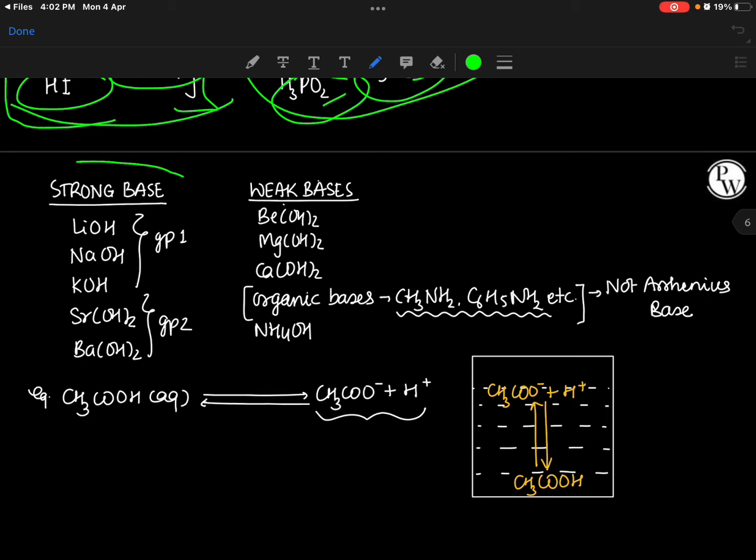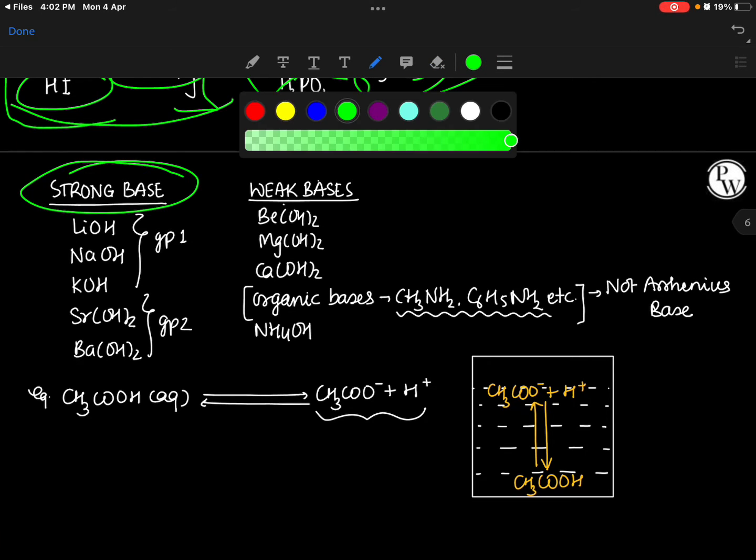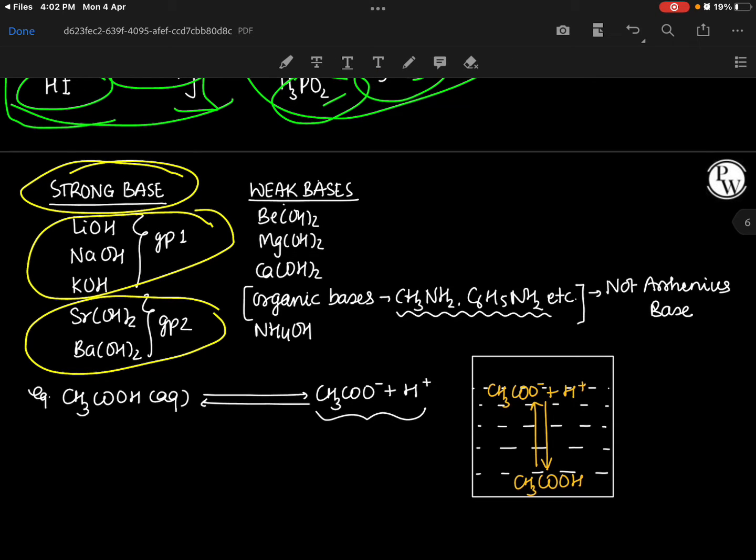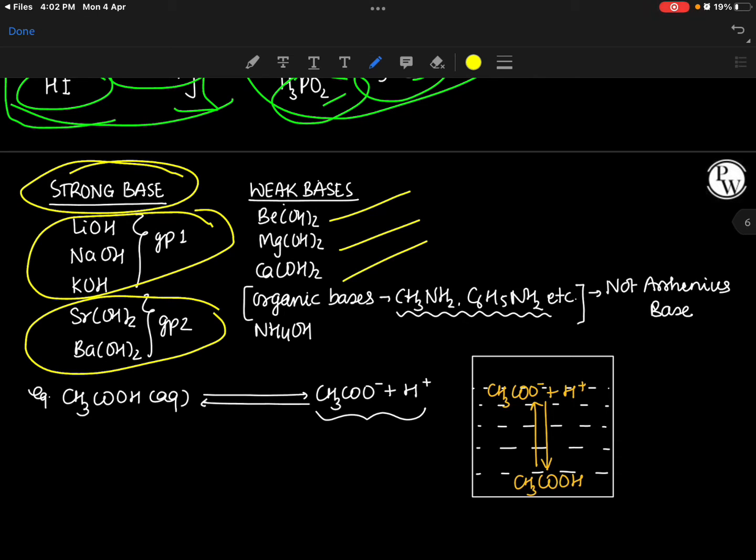Look at some strong bases: LiOH, NaOH, KOH, the group 1 bases in the periodic table, and the group 2 bases Sr(OH)2, Ba(OH)2. Strong bases are generally in mind, but in weak bases we are often confused, like Be(OH)2, Mg(OH)2, Ca(OH)2. Organic bases like CH3NH2, C6H5NH2, etc.